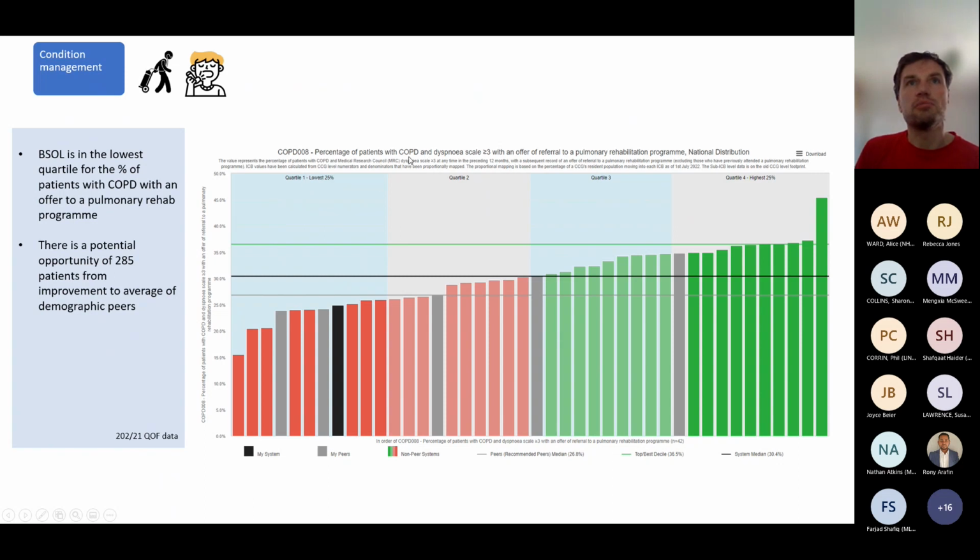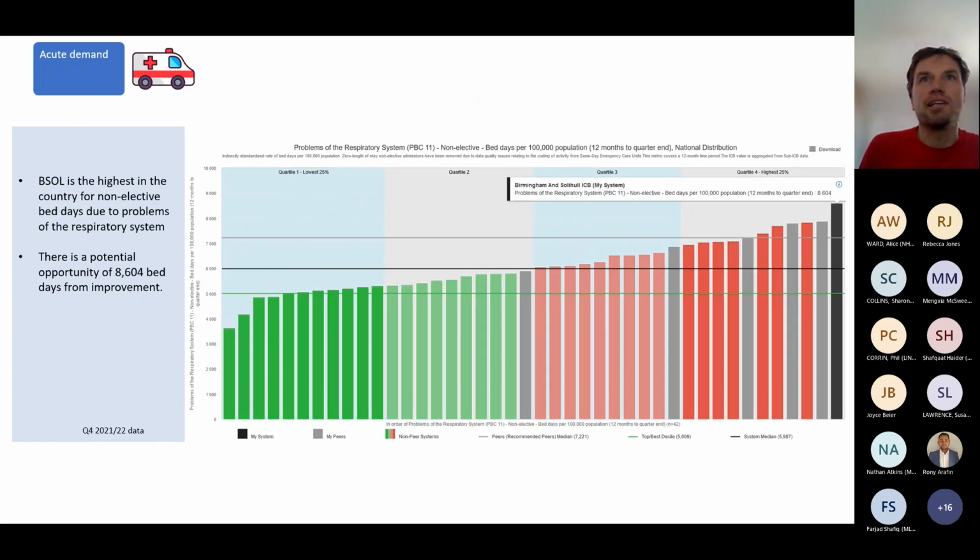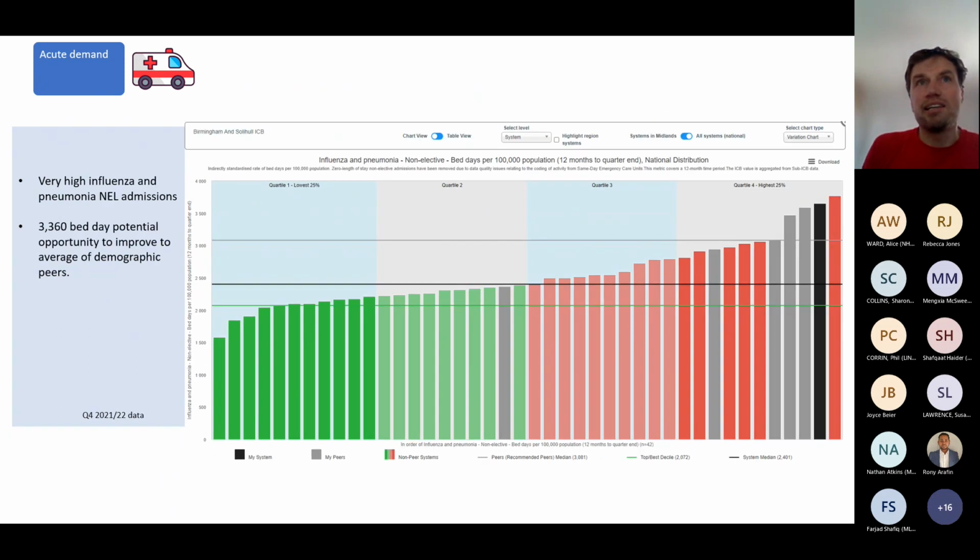Further metrics from QOF about COPD, and I'm not going to attempt dyspnoea. Yeah, I'm not a clinician. Problems with the respiratory condition. Problems of the respiratory system, and there's a large opportunity there for BSOL in terms of non-elective bed days per 100,000 population. And again, influenza pneumonia, non-elective bed days.